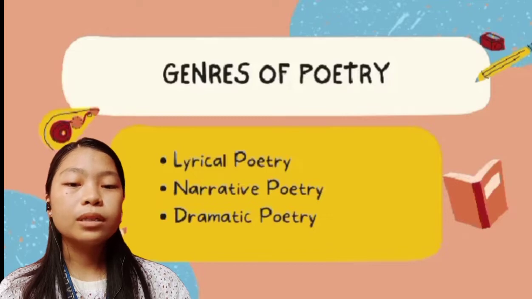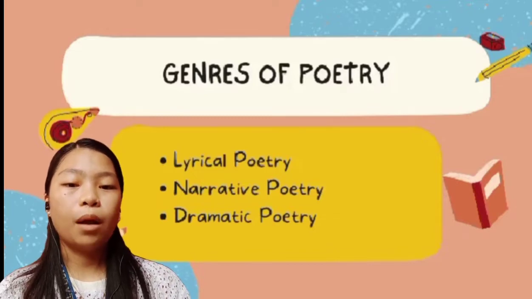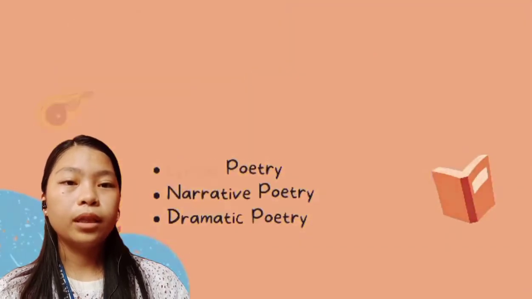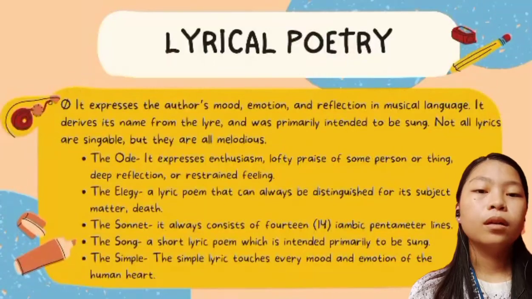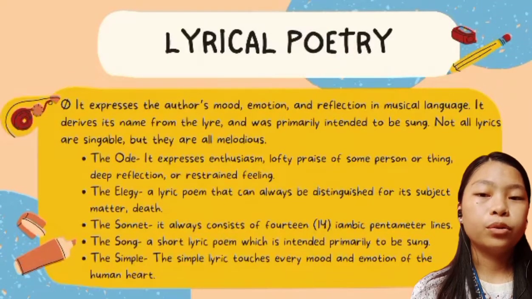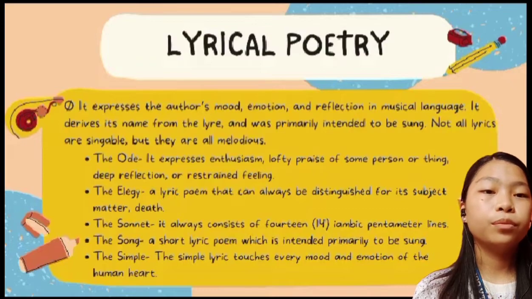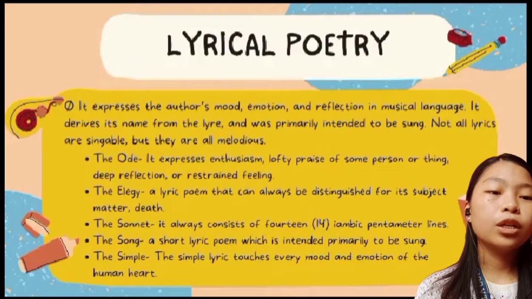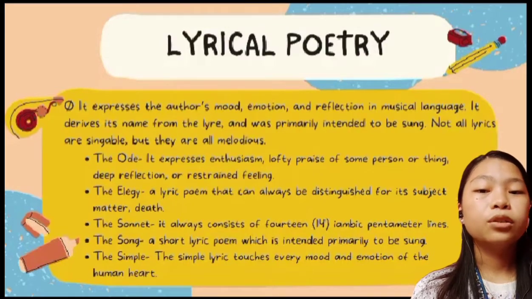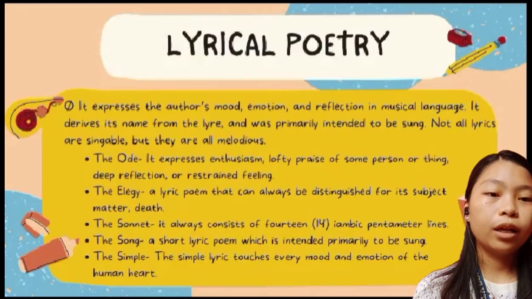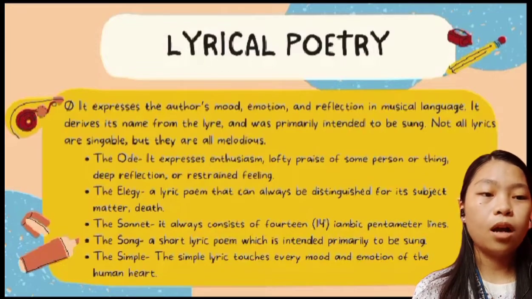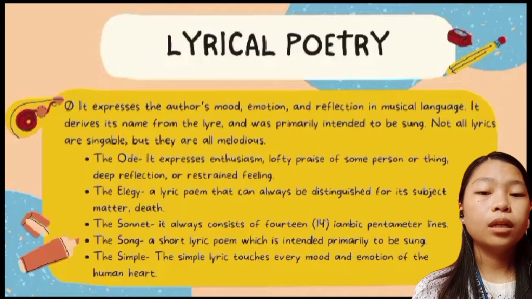What are the genres of poetry? There are three of them. First is lyrical poetry, second is narrative poetry, third is dramatic poetry. So what is lyrical poetry? Lyrical poetry expresses the author's mood, emotion, and reflection in musical language. It derives its name from the lyre and was primarily intended to be sung. Not all lyrics are singable, but they are all melodious.